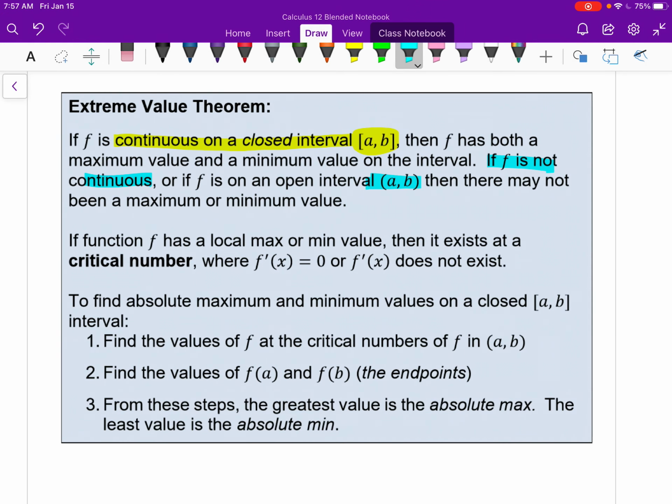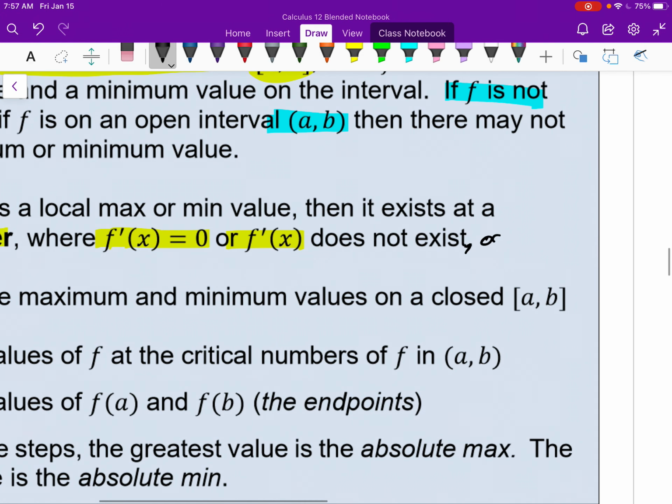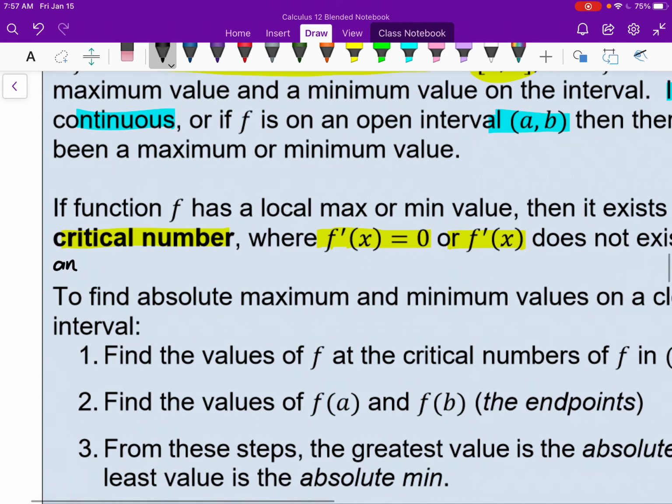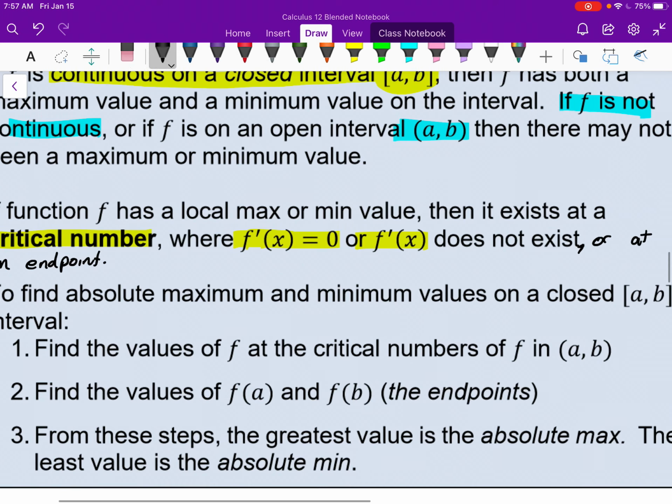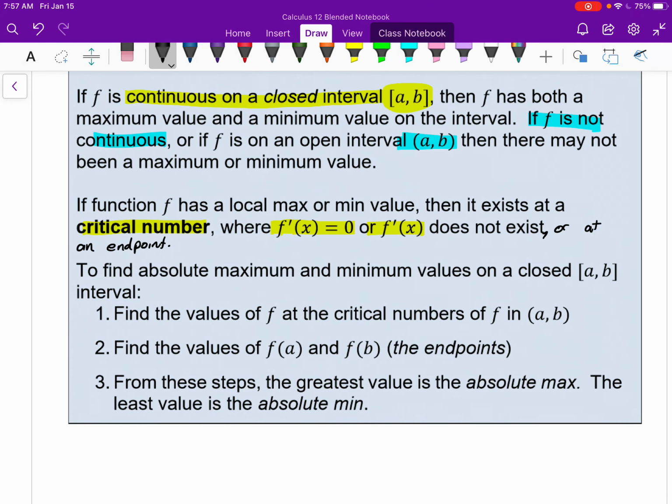Like I mentioned before, if a function has a local max or a min, then it exists at a critical number, where either the derivative is 0 or the derivative does not exist. And I should actually say here, or at an endpoint. Again, a max or a min value could exist at an endpoint or at a critical number, but it's going to have to be one of those.